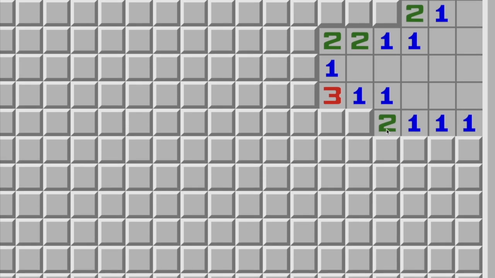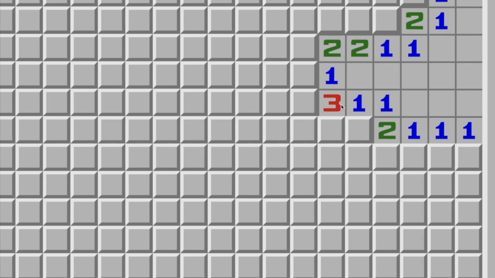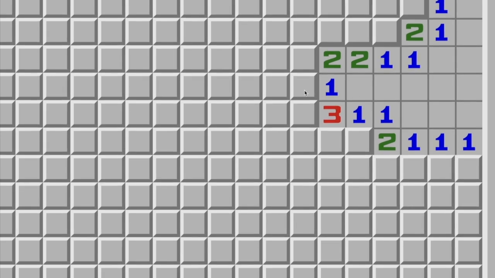If we look at this 2, this means that of the 8 surrounding tiles, there are 2 mines. We don't know where they are necessarily yet, but there are 2. This 3, same thing, but now there's 3 mines total. And you can see that not all of the surrounding tiles have to be necessarily covered.